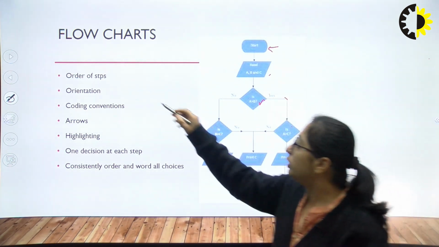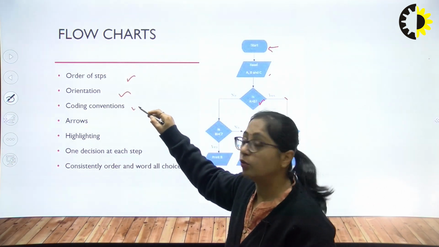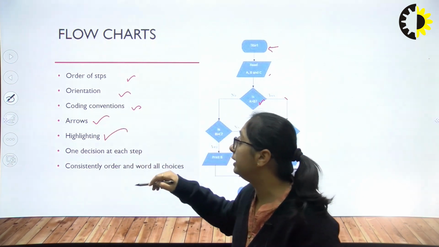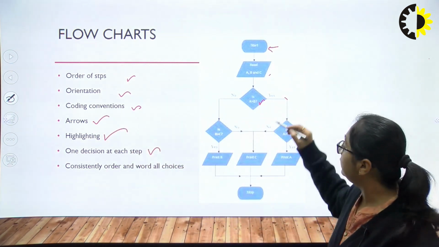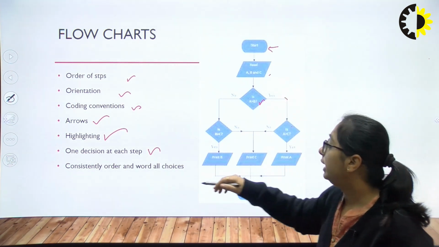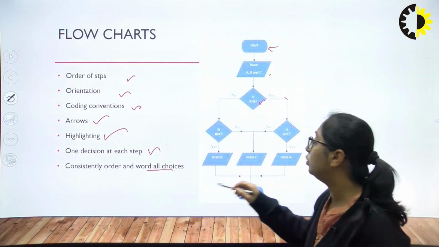So for order of steps, orientations, and coding conventions we have to use the arrow, we have to use highlighting, and one decision at each step. This diamond box represents the decision value. And consistency, order, and word choices.